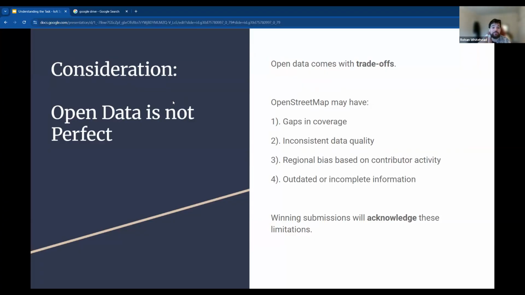Open data does also have trade-offs, and this will be gone over later on and during a support session later in the student sprint. But OpenStreetMaps may also have its downside. I'm sure if any of you have used Wikipedia, you'll know the downside of having a collaborative space where anyone can contribute and anyone can edit. There may be gaps in coverage, there may be biases in the data, there may be inconsistent quality or outdated or incomplete map data. You need to take this all into account, and the winning submissions of the sprint will acknowledge these limitations in open data and will talk about how your product works around these trade-offs. Simply acknowledging that there are downsides to using open data, but not talking about how your idea gets around the limitations of these downsides is not enough.